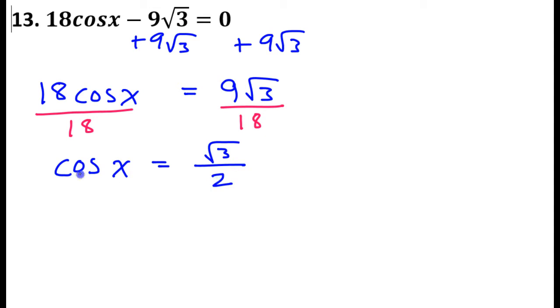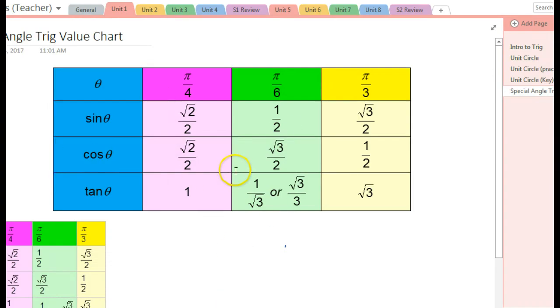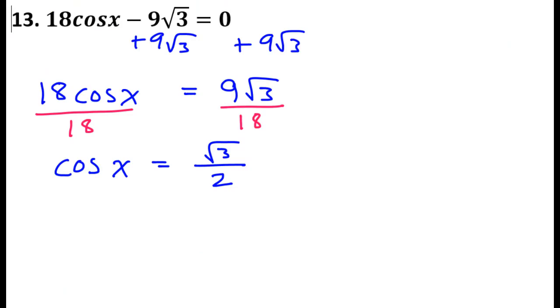So the question is, cosine of what angle is radical 3 over 2? Alright, now here's a chart of things that you must memorize. So let's pretend that we are looking inside your brain, and this is what we see. So the cosine of what angle is radical 3 over 2? So here's cosine, and here's radical 3 over 2. So that is pi over 6. Cosine of pi over 6 is radical 3 over 2.